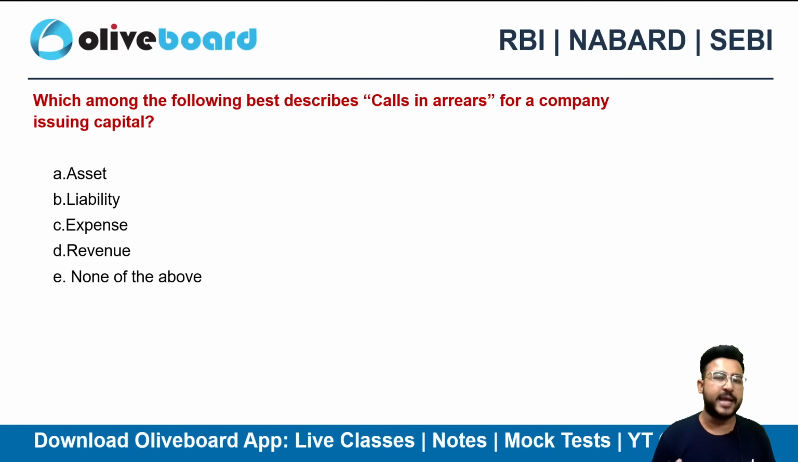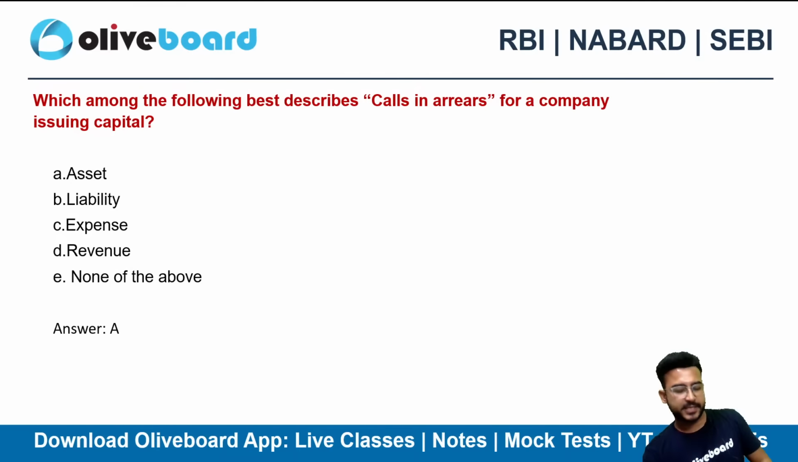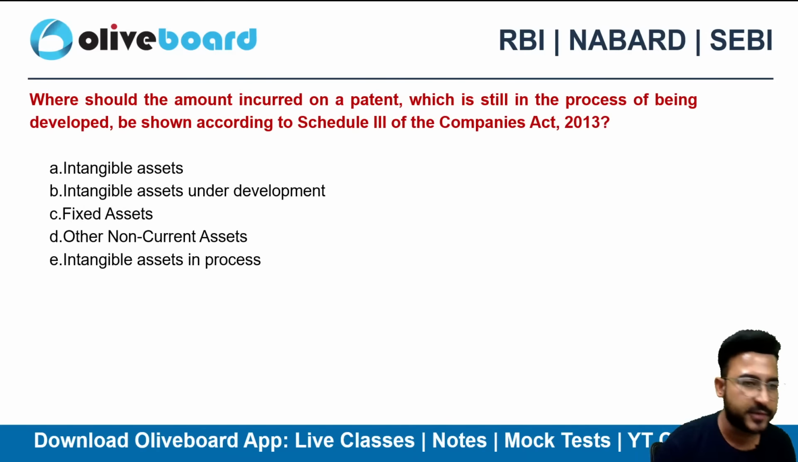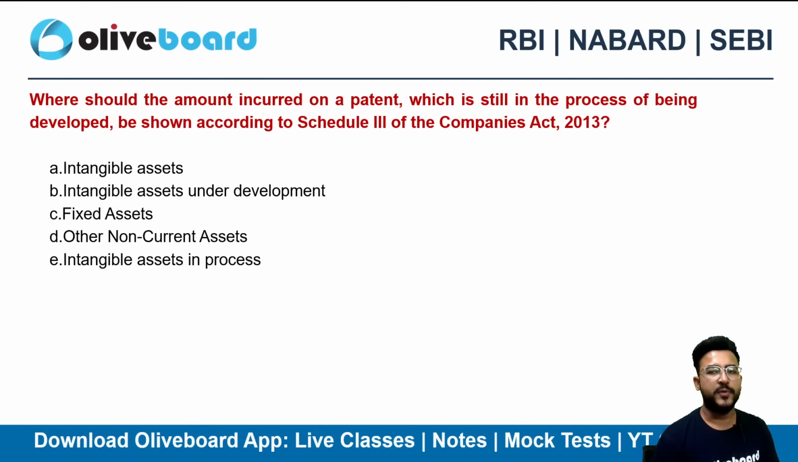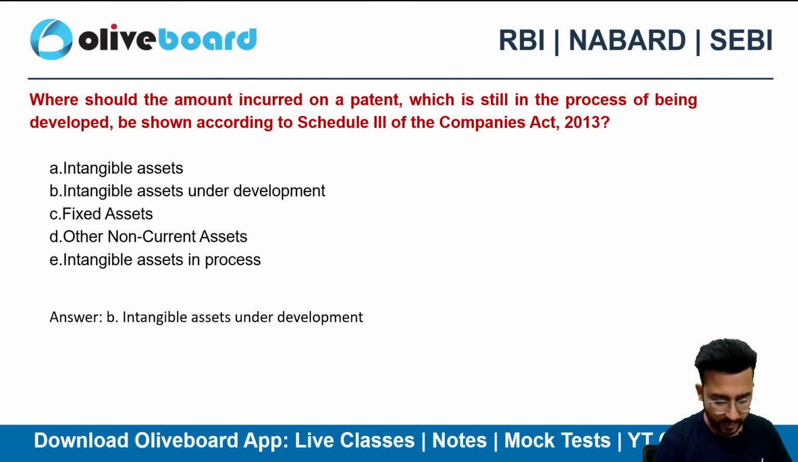Which among the following describes the calls in arrears of a company issuing capital? It is an asset for the company. Why? Because in the near future I'll be receiving that money. Next one. Where should the amount incurred on a patent which is still in the process of being developed be shown according to Schedule 3 of the Companies Act? I'll be showing it in intangible assets under development, right?